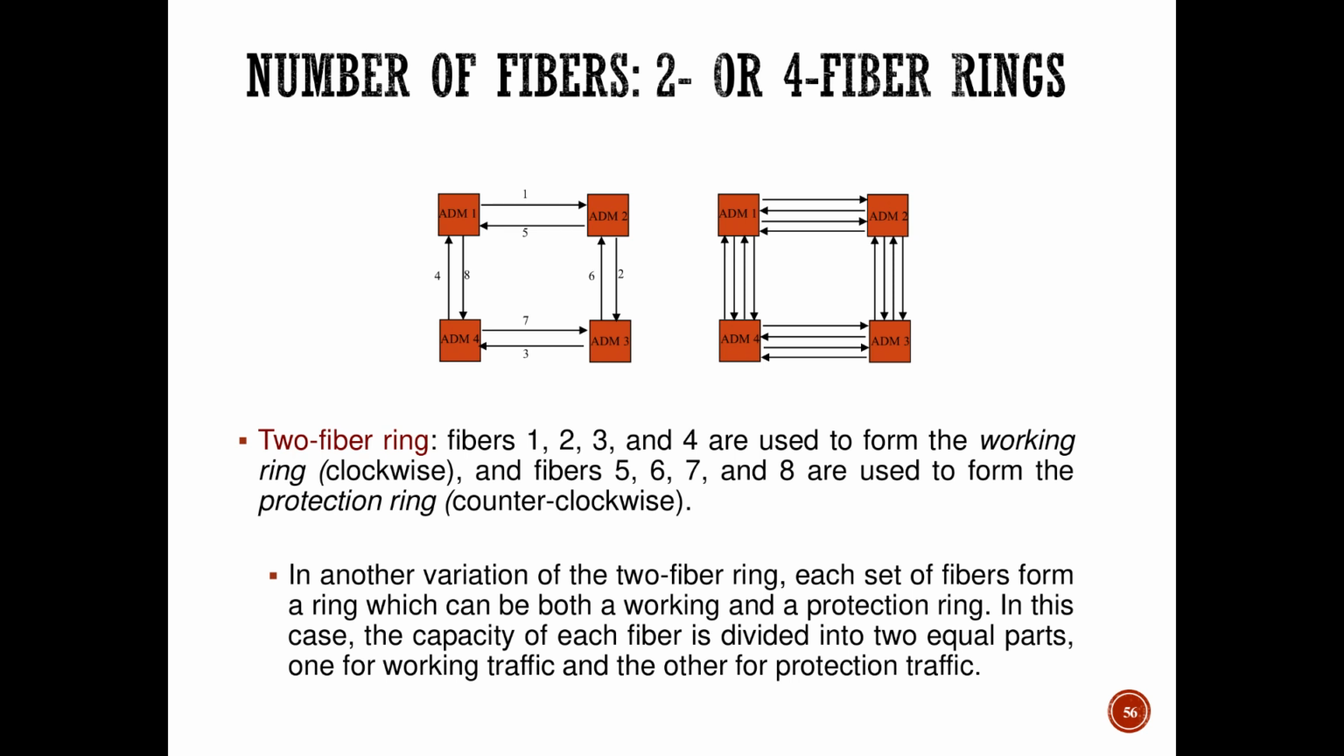2 fiber ring: fibers 1, 2, 3, and 4 are used to form the working ring, clockwise, and fibers 5, 6, 7, and 8 are used to form the protection ring, counterclockwise. In another variation of the 2-fiber ring, each set of fibers form a ring which can be both a working and a protection ring. In this case, the capacity of each fiber is divided into 2 equal parts, one for working traffic and the other for protection traffic.